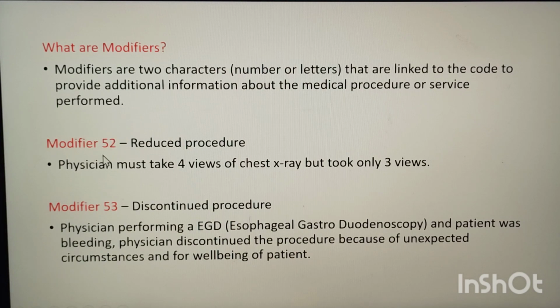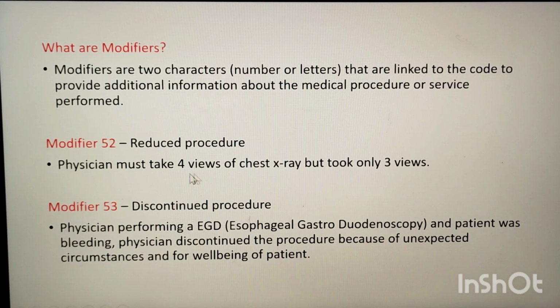An example is modifier 52, which is used for reduced procedure. Reduced procedure means, for example, the physician must take 4 views of the chest X-ray. So chest views he has to take 4, but he only took 3, and he is okay with the 3 views, and he thought that there is no need of the 4th view. So he intentionally took fewer views. This is called reduced procedure. For that we have to give modifier 52 along with the CPT code.